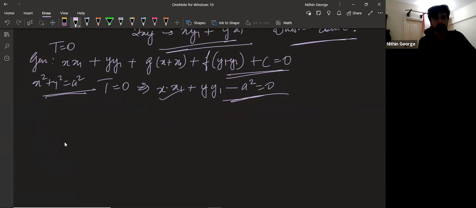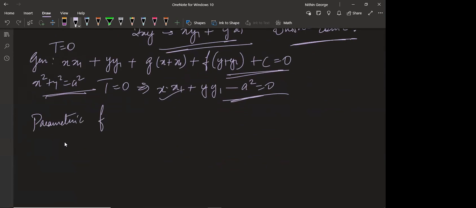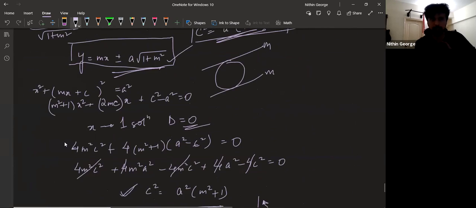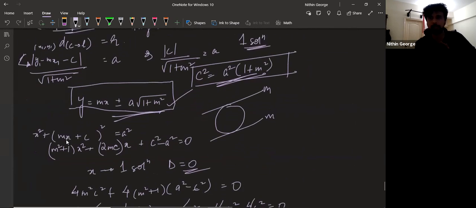Now, let's look at the second. Both the equations which you have written, both of them are for equation of tangent, no sir? Yes. Both are tangents. I'm explaining tangents only, right? Correct.